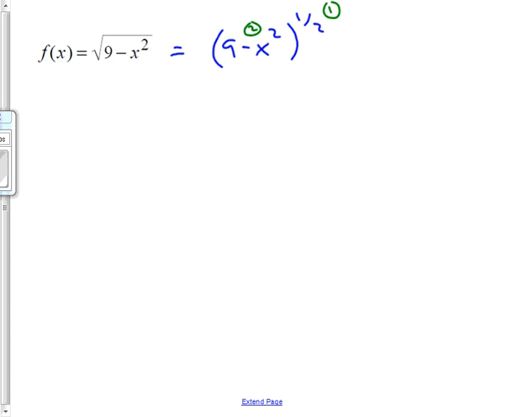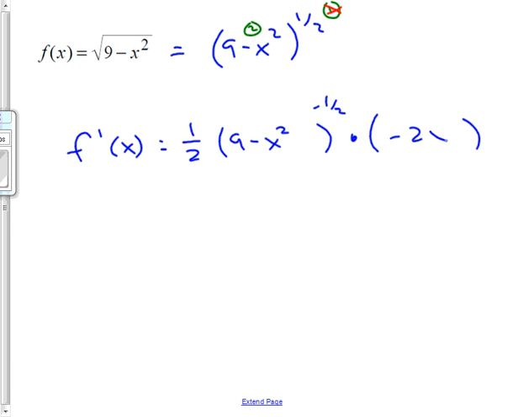So the derivative, f prime of x, taking care of the first thing, the power to the 1/2, will be 1/2 times my inside, raised to 1/2 minus 1, the negative 1/2. And that takes care of the power of 1/2. And then we multiply that by the derivative of the inside, the derivative of the inside being negative 2x. That takes care of this. And this is exactly what we had before, and we could go ahead and simplify it. When you simplify it, you get negative x over the square root of 9 minus x squared.